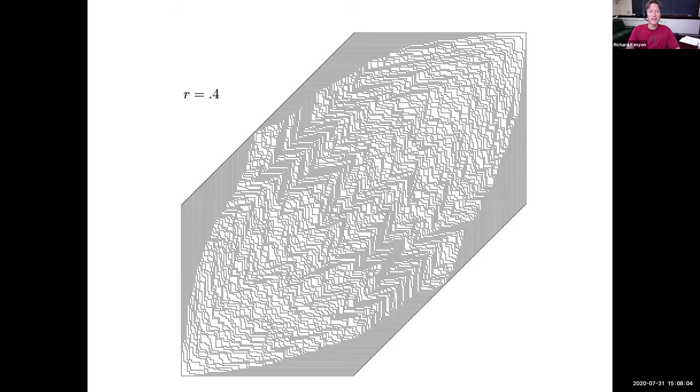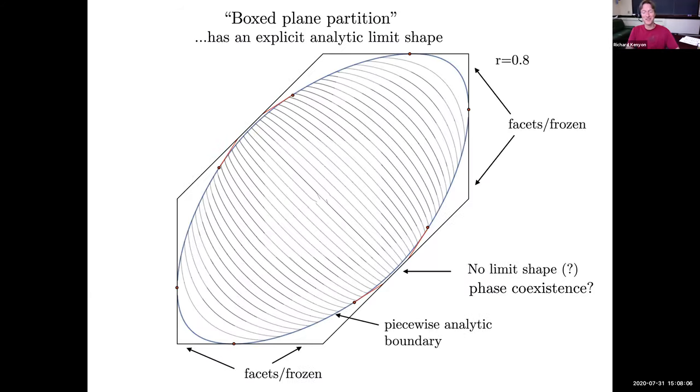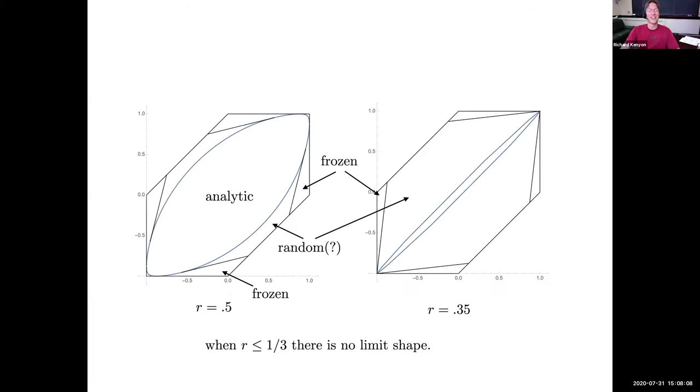It's easier to see. Here's an even smaller R, and here's an R equals 0.25. Okay, I'm going too fast. Let me go back. Here's what happens when you decrease R. So let's look at our box plane partition again. Here's R equals 0.5, here's R equals 0.35. And what you can see is that our elliptical shape here, this football shape, is getting thinner and thinner. In fact, it's almost disappeared at R equals 0.35. And it turns out that when R is less than or equal to 1/3, this thing goes away completely.